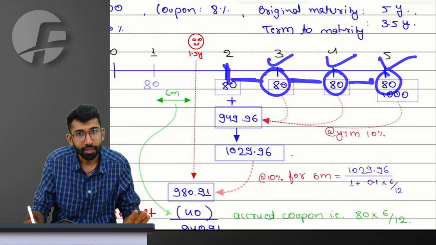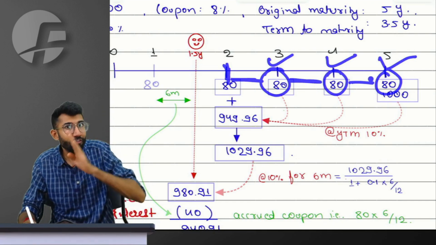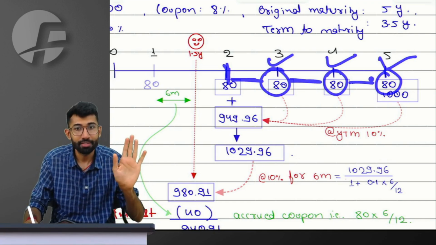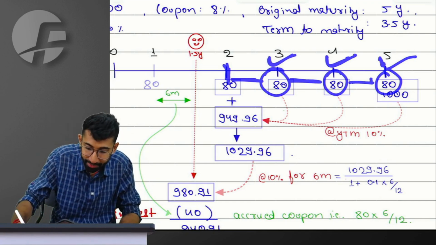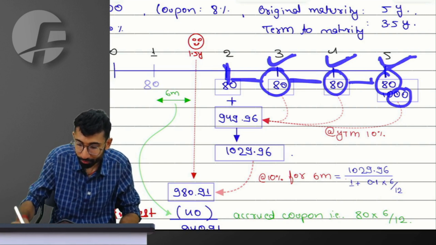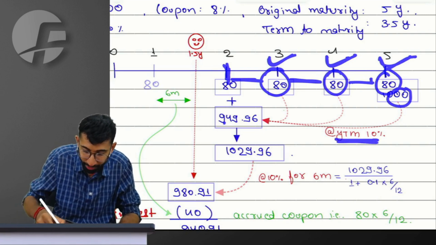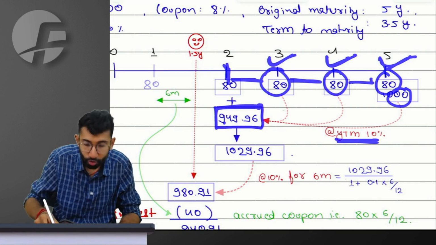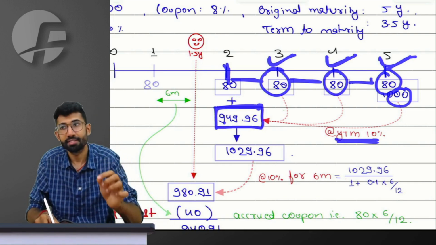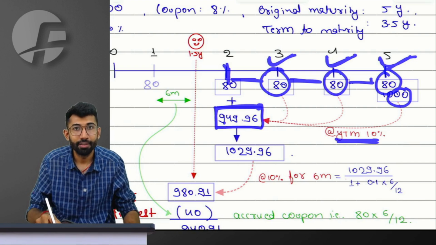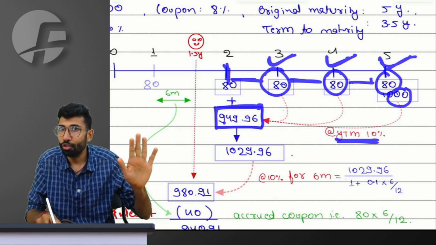So let us do one thing. Let me discount all my future cash flows to year 2 at least. So this 80, this 80, this 80 and this 1000 rupees will be discounted at 10% YTM at the end of second year to give you a value of 949.96. Let us right away do it on the calculator. Ignore the rounding off and everything.